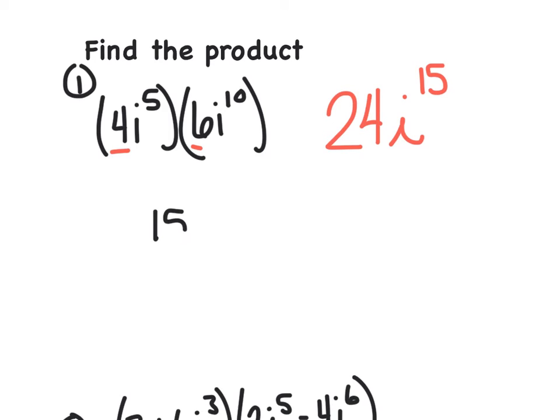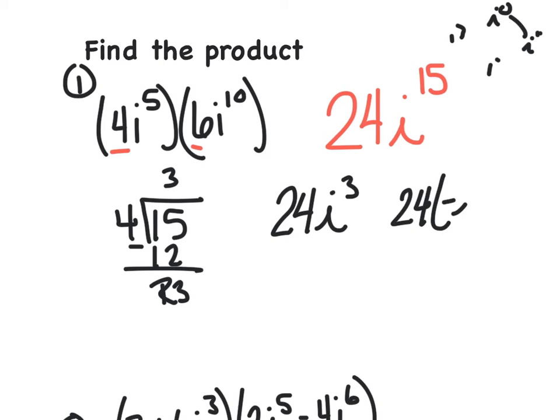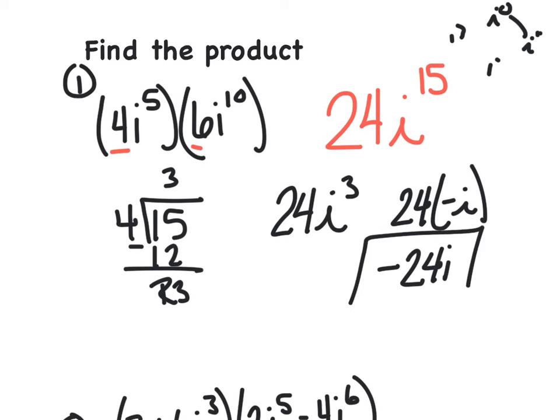Off to the side, 15 divided by the cycle of 4. Let's see, 4 times 3 is 12. Subtract, I get a remainder of 3. So this is really 24i to the third. And if you don't have that cycle drawn out for yourself, get it there. i to the 0, i to the first, i squared, i cubed. And i cubed is equivalent to negative i. So I would say this is equivalent to negative 24i.